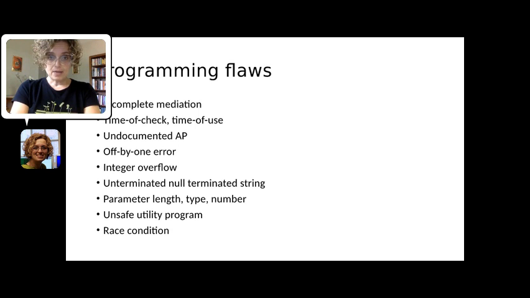The next part in the laundry list is time to check, time of use. This has to do with timing type of attacks. So we maybe have a variable that we check at some point and then we don't use it. So we check if our buffer is too large, but we don't use it until later, and at that later moment it may be tampered with. So this is a time to check, time to use type of flaw.